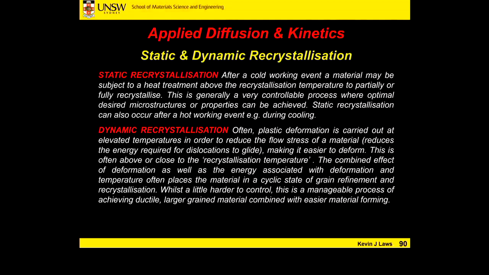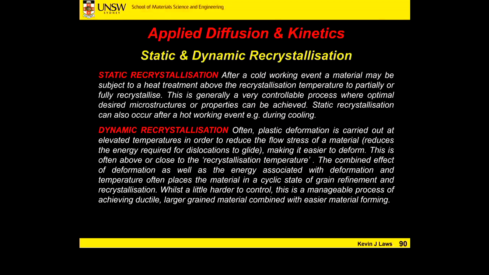We also have a process known as dynamic recrystallization, and this will make sense. Often, plastic deformation is carried out at elevated temperatures. So we think of our steel rolling mill. We don't usually roll steel at room temperature. This is usually done above the austenite transformation temperature, 900, 1000 degrees, glowing red hot, white hot. That's because the stress required to change the shape of our material is much less at elevated temperature.